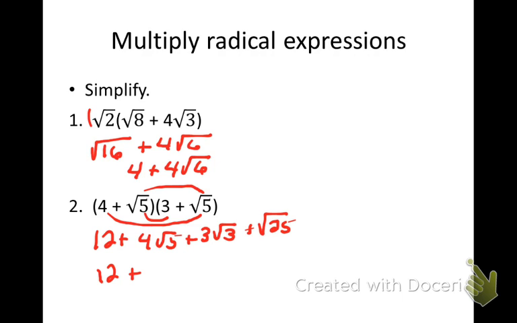Except I wrote something wrong because this should be the square root of 5. So they are now like things. So we add the 4 and the 3, we get 7 times the square root of 5. Square root of 25 is 5. So simplifying, I'm going to get 17 plus 7 times the square root of 5.